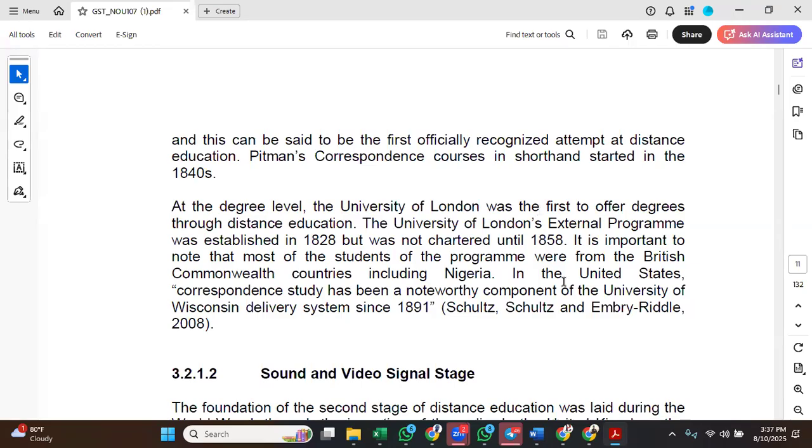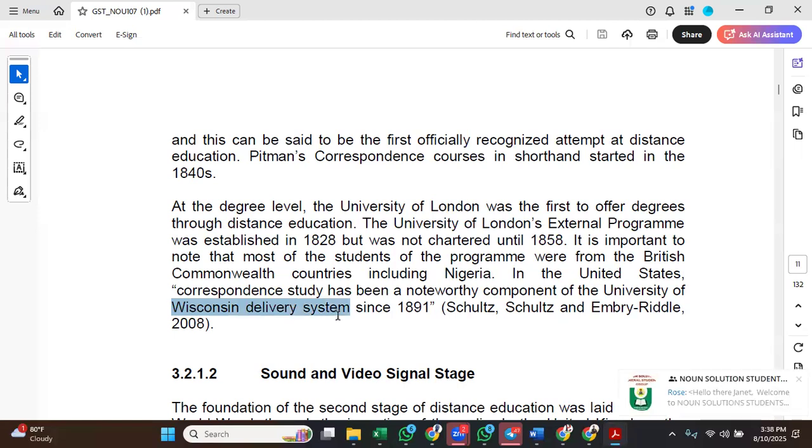You missed something there. The mention of Nigeria was under the University of London. That University of London program in 1858 was only available to countries that are in the Commonwealth, and Nigeria was also part of the Commonwealth then. So that was how we mentioned Nigeria. But the United States is on its own. They were also practicing correspondence study in the University of Wisconsin. Please, this university is very important. You have to note the name of the university. They normally ask questions on this University of Wisconsin.